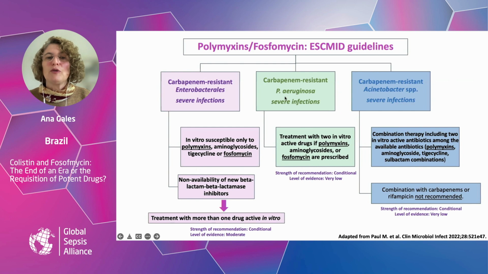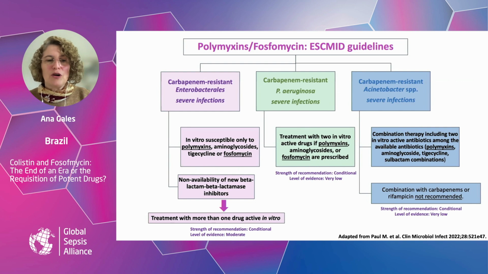For carbapenem-resistant Pseudomonas aeruginosa severe infections, they recommend using polymyxin only if there is in vitro susceptibility, and we also should combine. This agent should not be used as monotherapy. They recommend it to be used as combination therapy if there is susceptibility in vitro. For carbapenem-resistant Acinetobacter infections, they also recommend combination therapy, including two in vitro active antibiotics. In this case, because fosfomycin has no activity, they recommend polymyxins combined with another agent. They also recommend not to prescribe rifampicin or carbapenems for treatment of CRAB infections.